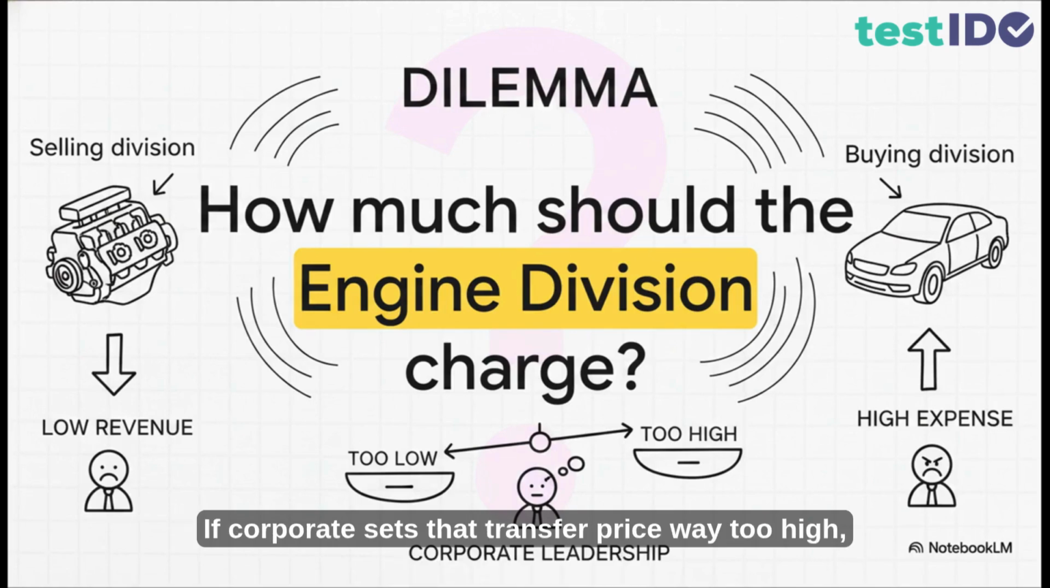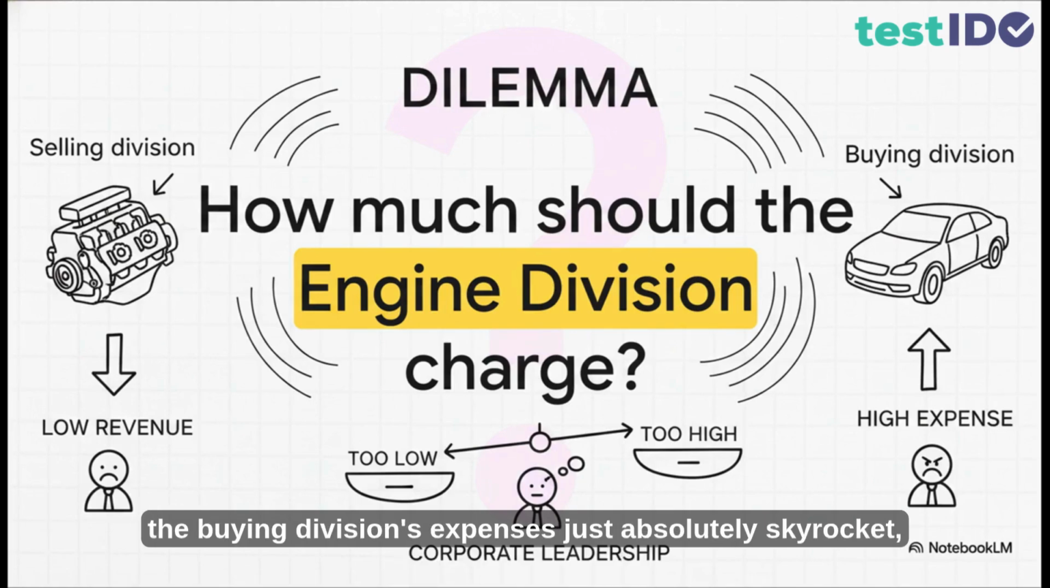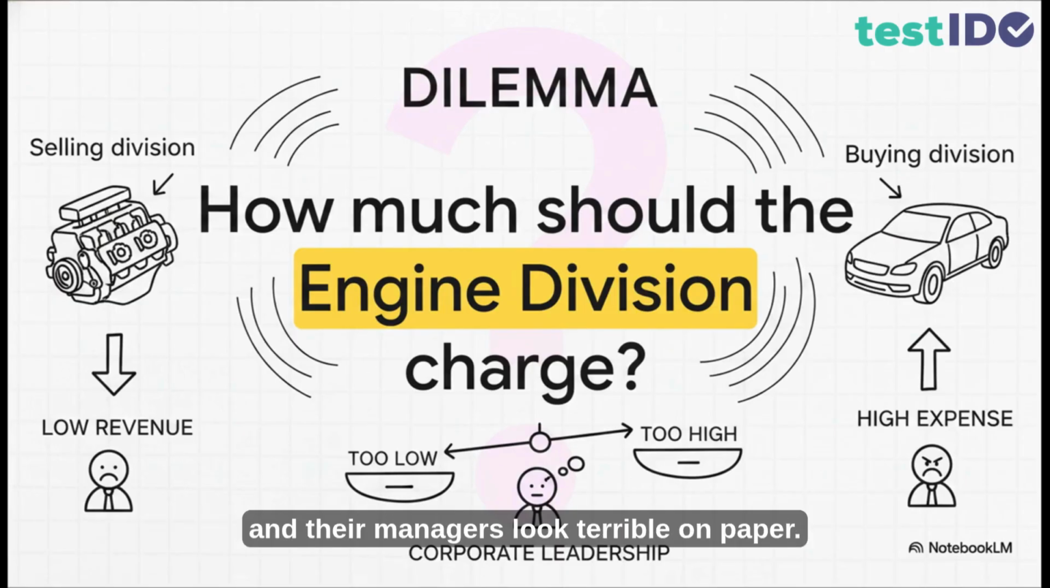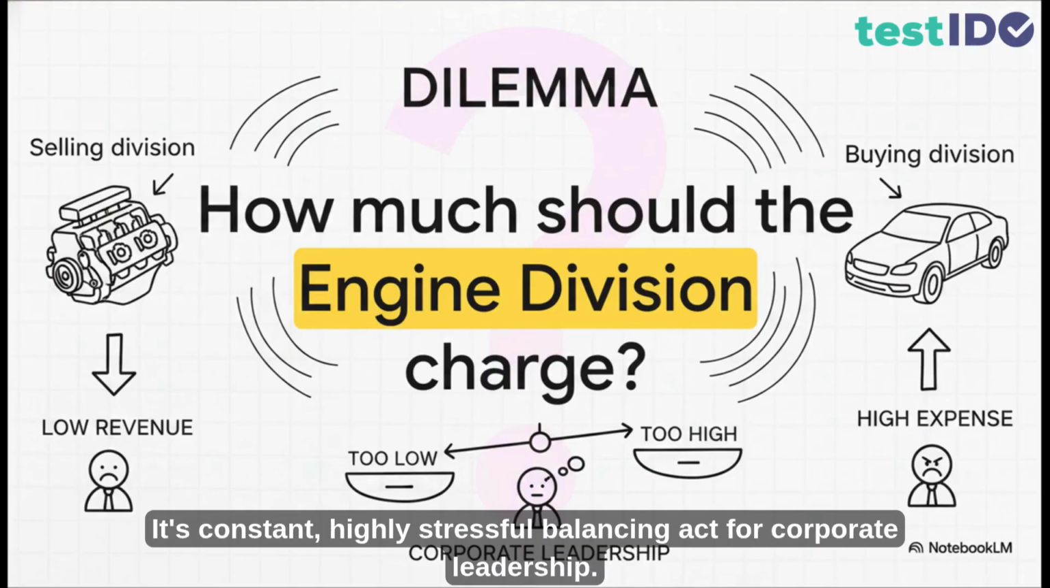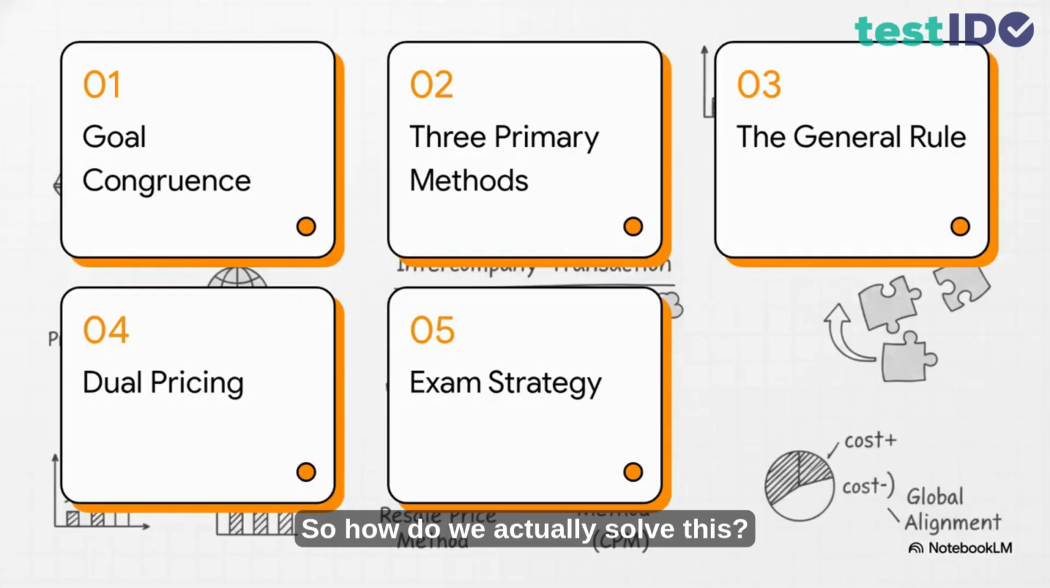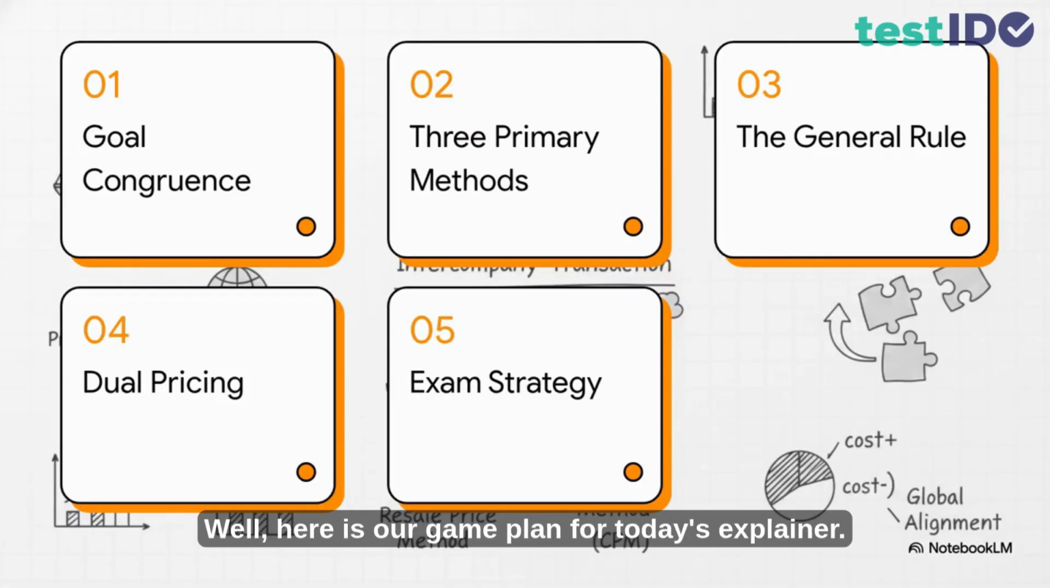If corporate sets that transfer price way too high, the buying division's expenses just absolutely skyrocket, and their managers look terrible on paper. But on the flip side, if they set it too low, the selling division's revenues plummet, and their managers look bad. It's a constant, highly stressful balancing act for corporate leadership. So, how do we actually solve this? Well, here is our game plan for today's explainer.